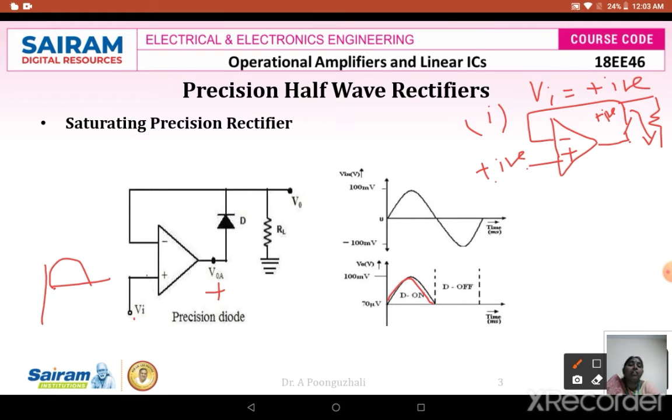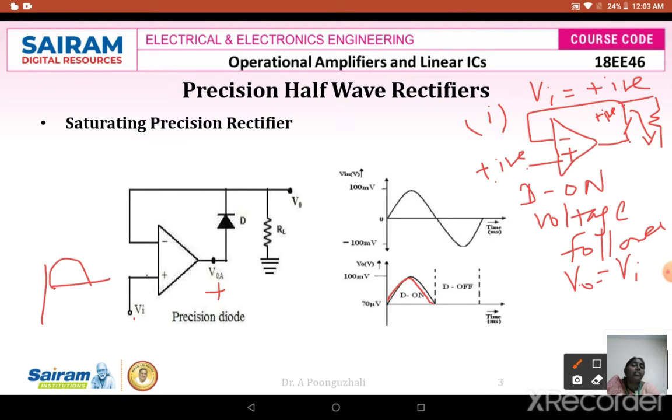So here when your VOA is positive, your diode D is on. When diode D is in the on state, your circuit acts as a voltage follower. When the circuit acts as a voltage follower, your output voltage is equivalent to your input voltage. So the voltage at this point is positive and a current flows through this load resistance. Because of this current flowing through the load resistance, you have a drop. That drop is the output voltage. So we are getting it.